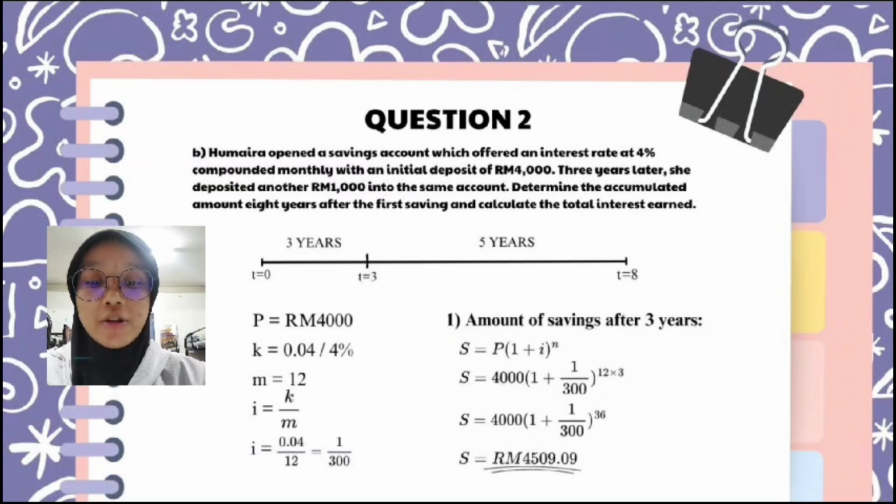With that, we will continue calculating the n, the period of time, and this will give us S equals 4,000 in a bracket 1 plus 1 over 300 with the power of 36, and this will give us our final answer, which is the amount of savings after 3 years, which is 4,509 ringgit and 9 cents.